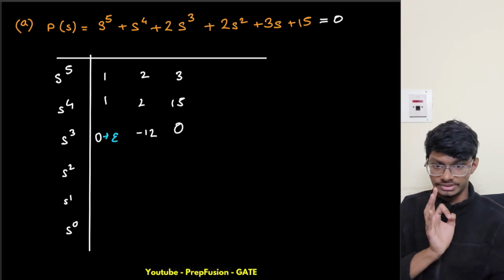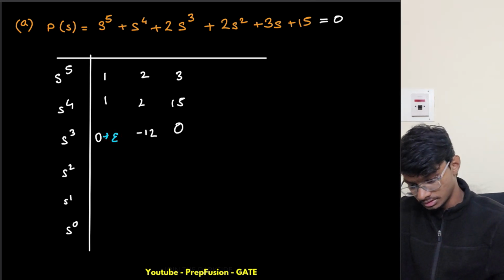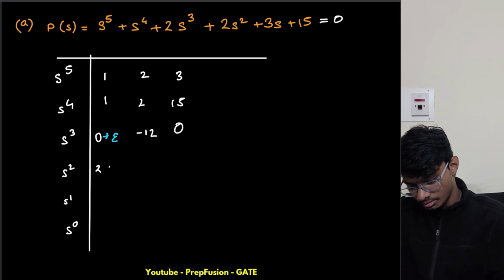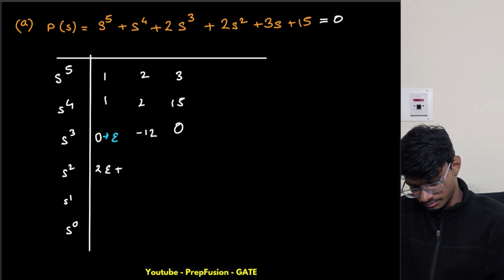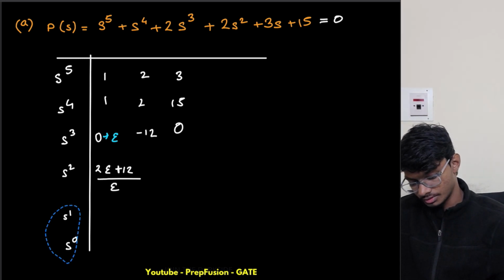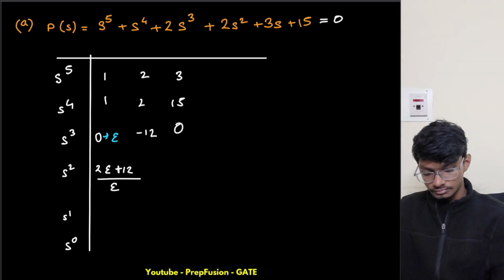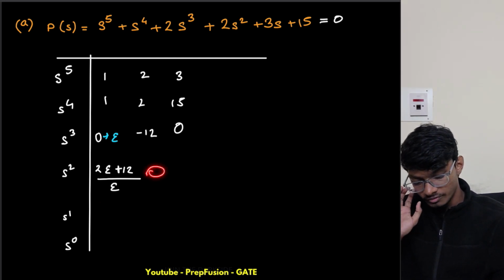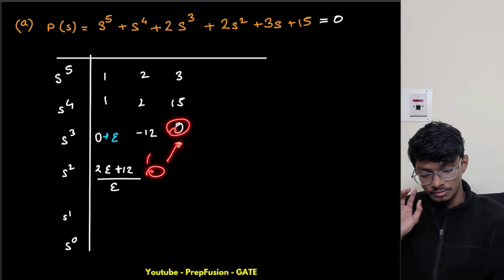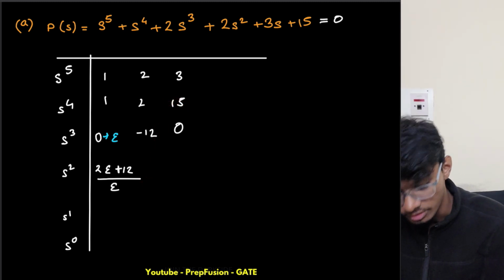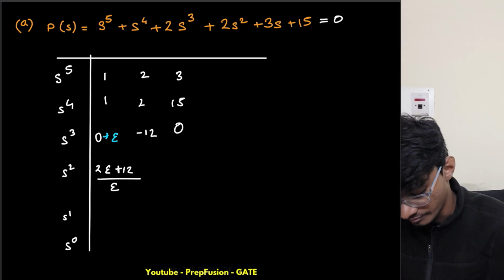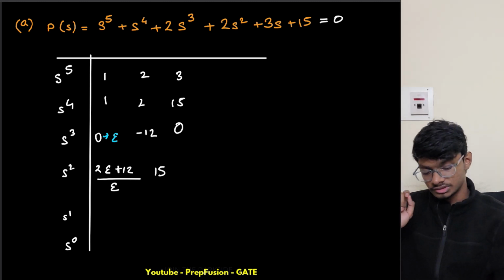So what I'll do is write epsilon. So this is 2 times epsilon plus 12, divided by epsilon. Okay, so I have space over here. Now calculating this one will be difficult. What will come over here? Beside this is 0, so this will be 15. 15 will directly come over here. Shortcut, right? So I don't need to compute further. If you want to, you can compute and you will see 15 will come over here. And this will be 0 itself.